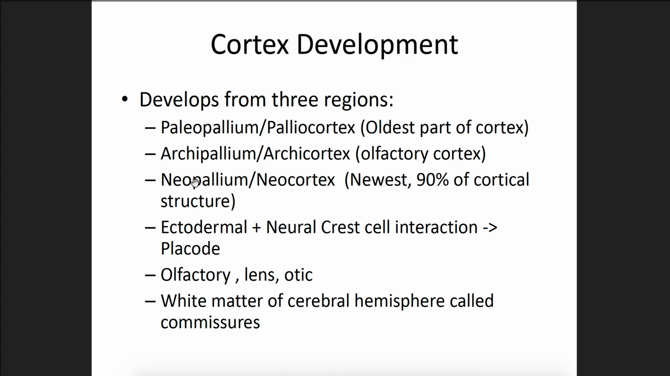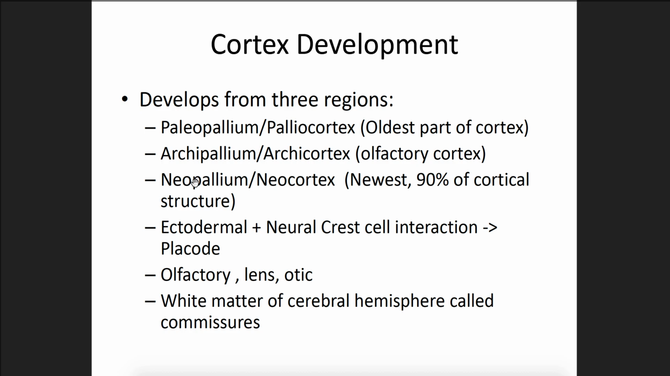So this is just developmental or anthropological information. Paleopallium is the oldest part of the cortex. Archipallium or archicortex is the area of the olfactory cortex. And neopallium is what most of the cortex and the structure of the hemispheres is made up of.